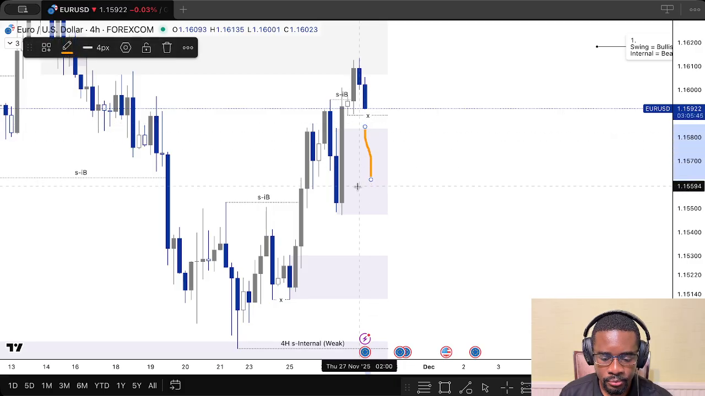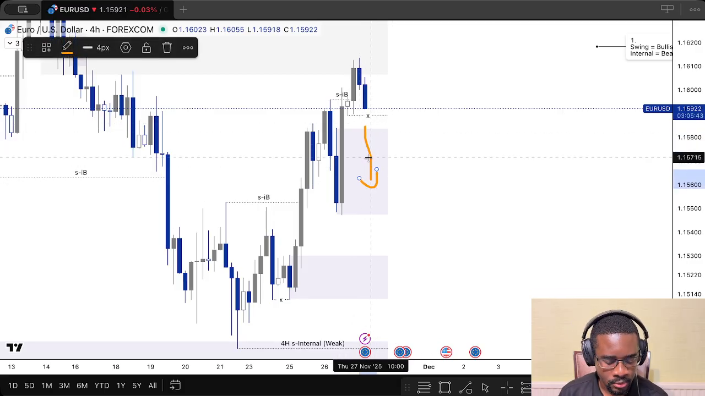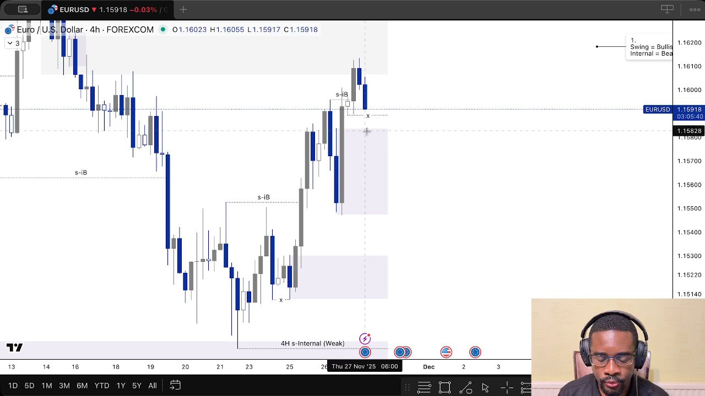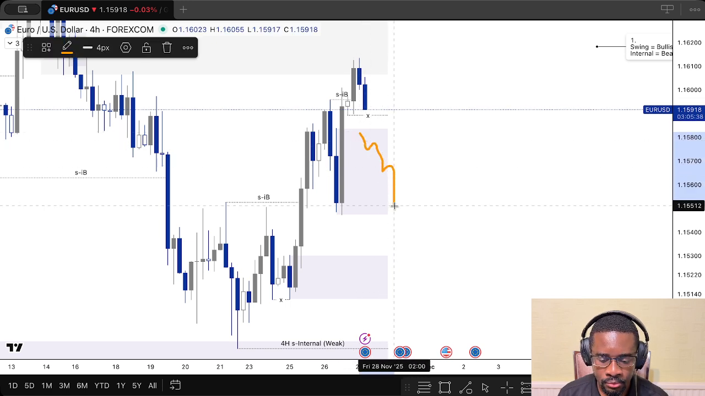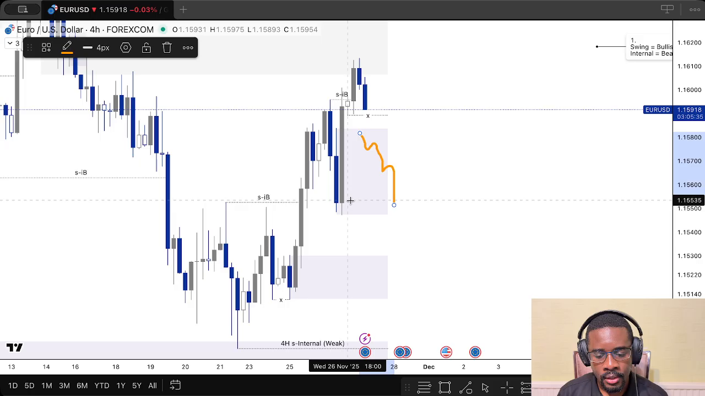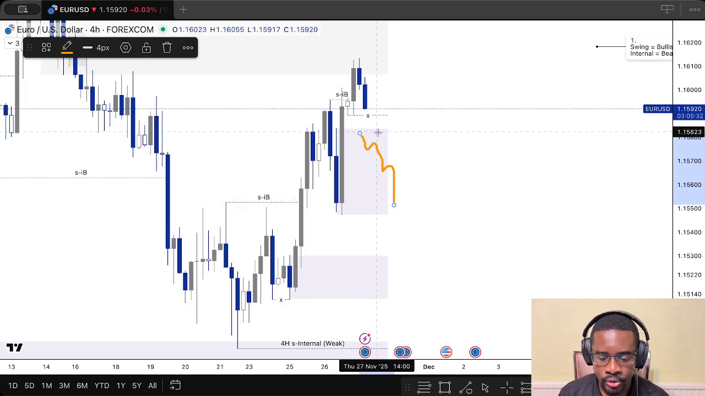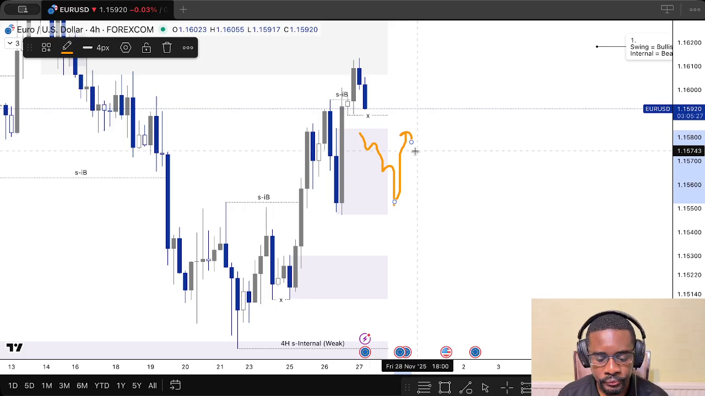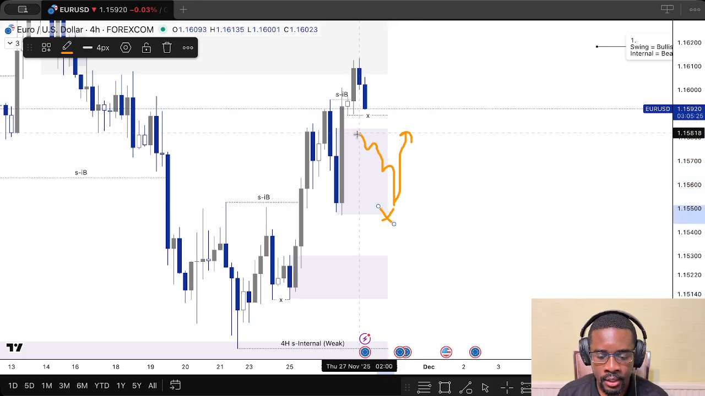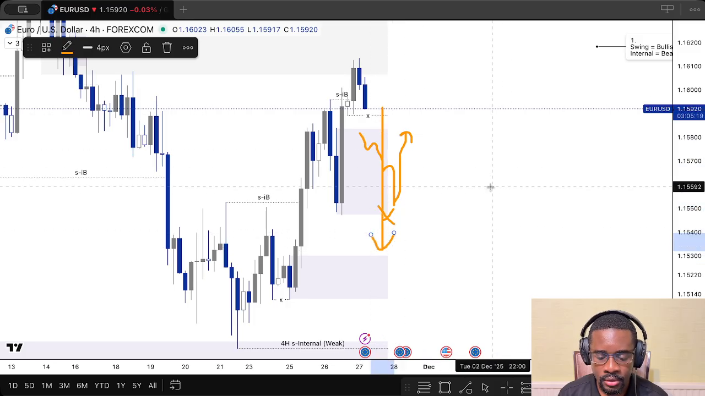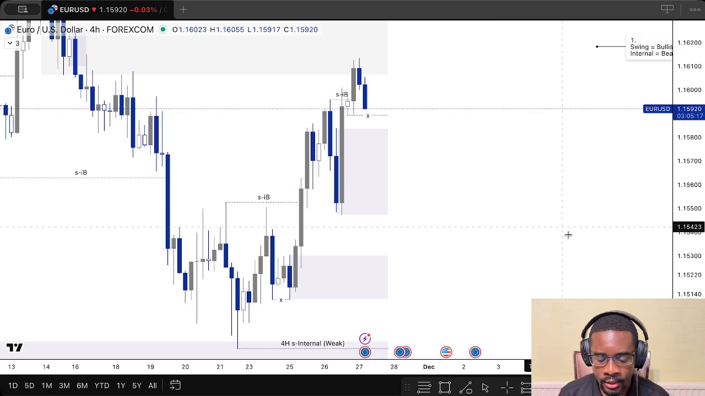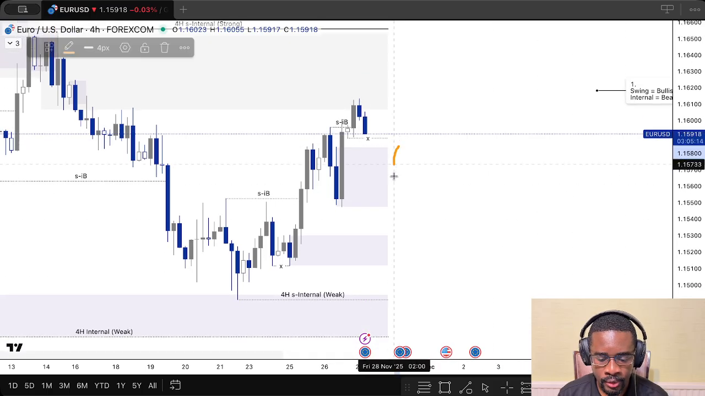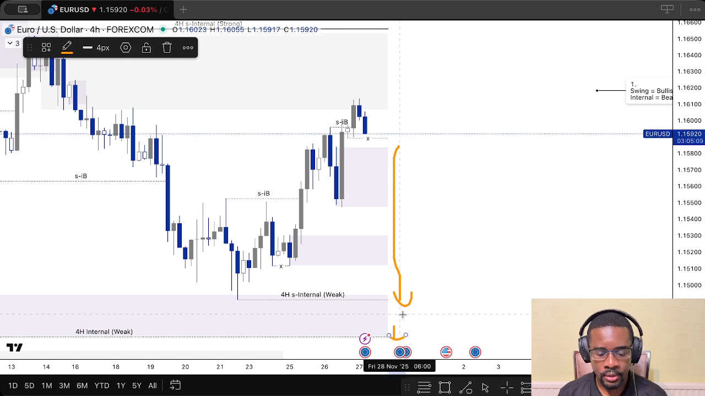Price could push down. Okay, so we could be looking for price to keep on dropping, because this is a very wide area. So price could have a deeper mitigation before it starts pushing out. If this fails, then it means we are now bearish again, and if we are bearish, then we will be targeting this weak low and this weak internal low as well.